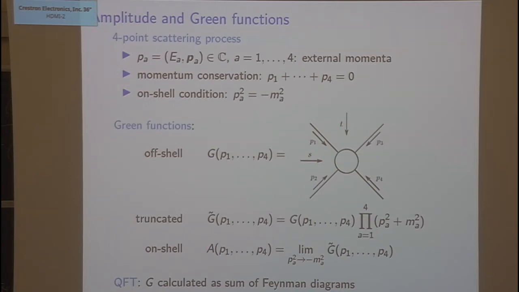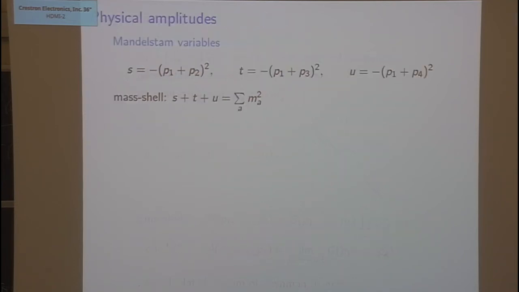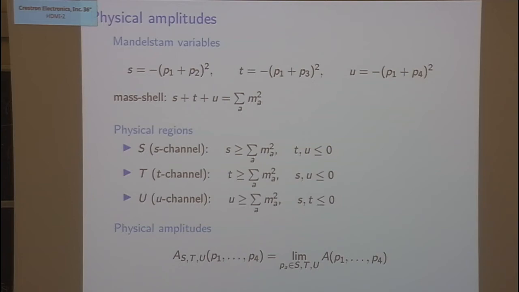Now the point is that just going on shell is not sufficient because, due to kinematics, not all values of on-shell momenta lead to physical amplitudes. For that, it's useful to introduce the Mandelstam variables, s, t, u. On the mass shell they satisfy a relation linking them, so just two of them are independent. You can easily define the physical region in terms of these Mandelstam variables by taking one to be bigger than the sum of the masses squared and the two others being negative. Then you can look at the physical amplitudes by taking the momenta to lie in one of the three regions.